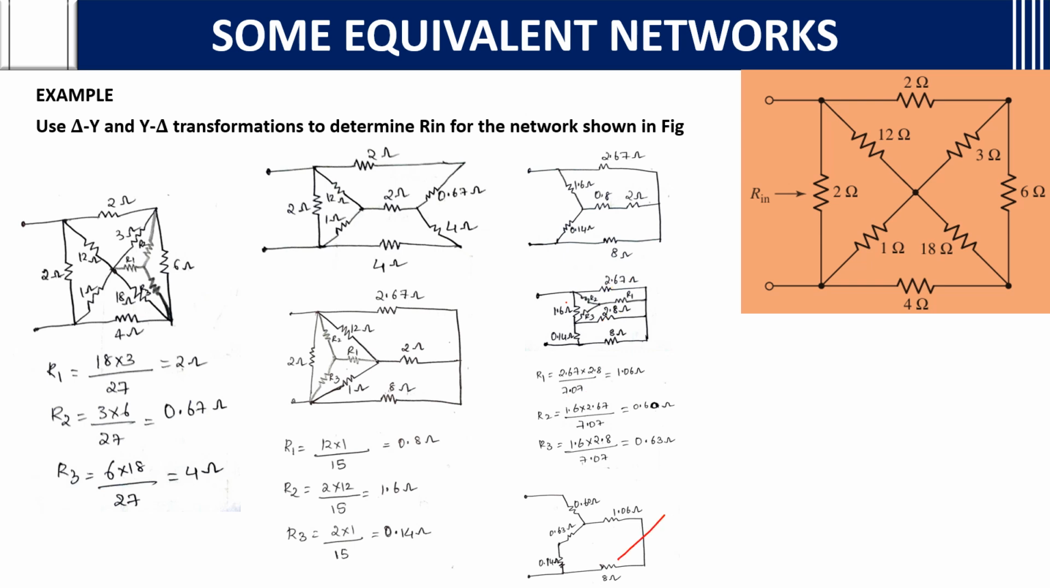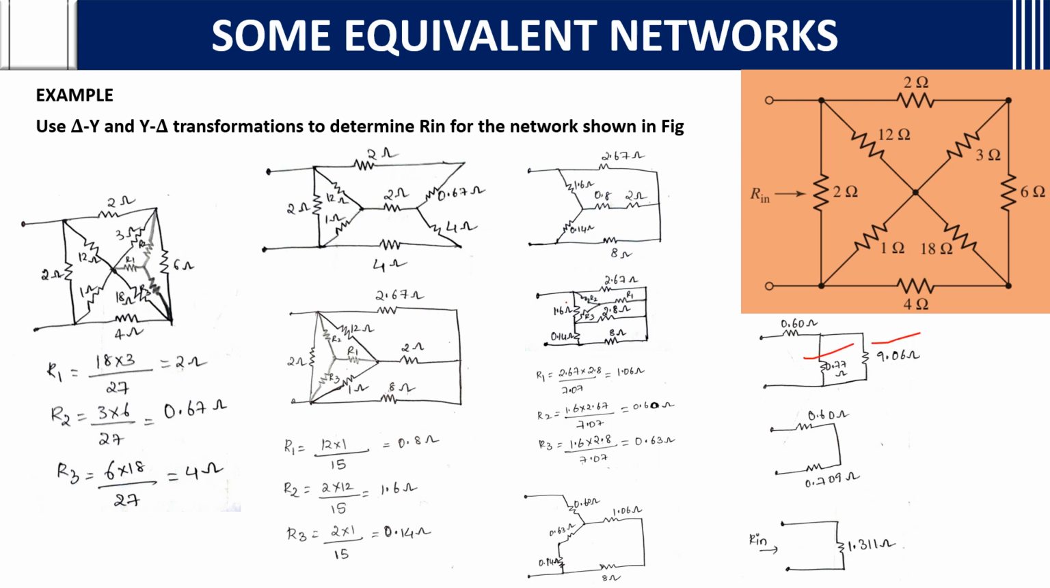After that, the network looks like this. If you see, these two are in series and these two are in series, so you can add them up. After adding, the network looks like this: 0.60, 0.77 and 9.60. And these two are in parallel. In the previous problem I have told how to find the resistance in parallel. If you calculate these two in parallel, you will get 0.709. Then you will get the network like this. As these two are in series, you add up, you will get 1.311 ohms as the Rn.